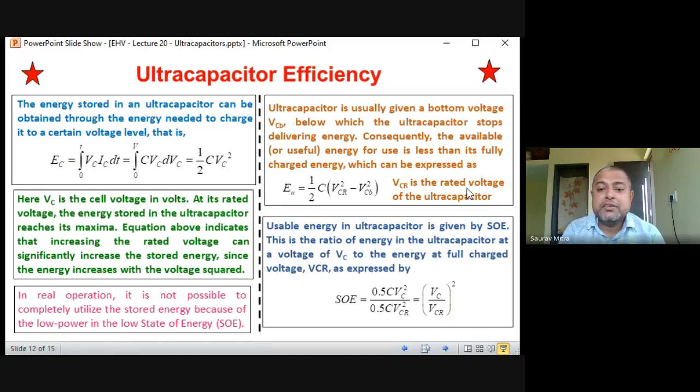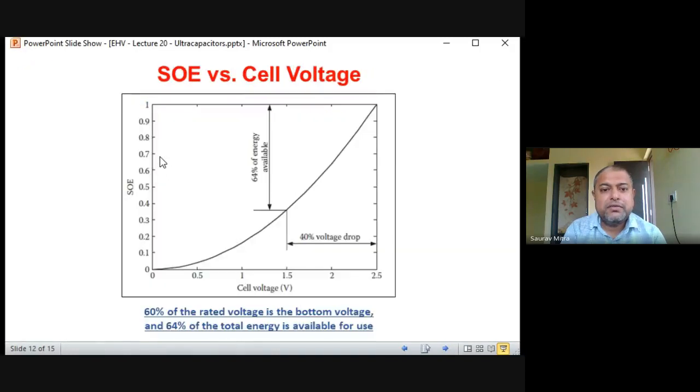It is saying that, consequently, the available energy for use is less than its fully charged energy, which can be expressed by this equation, where VCR is the rated voltage of the ultracapacitor. So one is the voltage Vc, and the other is the rated voltage. The ratio of these voltages gives you the state of energy. This is the formula. So a numerical can be asked on this SOE formula and the energy stored in the ultracapacitor formula.